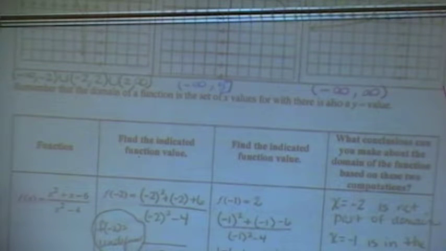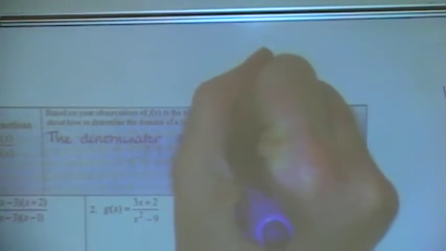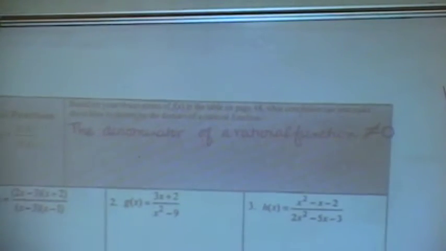The numbers in the function. You can't get a 0 in the denominator. If the denominator goes to 0, that's a problem, because that's what makes it undefined. So, that's what we're going to put up here. The denominator of a rational function cannot equal 0, ever.